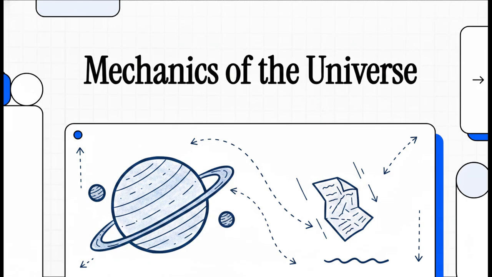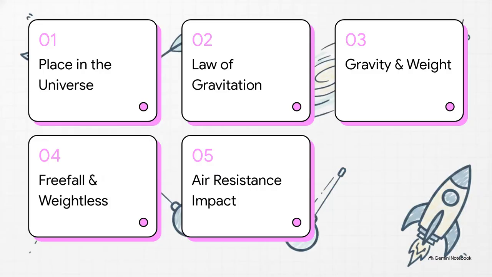All right, let's jump right into this explainer where we're going to unpack the invisible forces that dictate literally everything around us, from the orbit of massive planets down to a falling sheet of paper. You experience these forces every single second of your life, but today we're going to make the invisible visible. Here is what we're covering today.